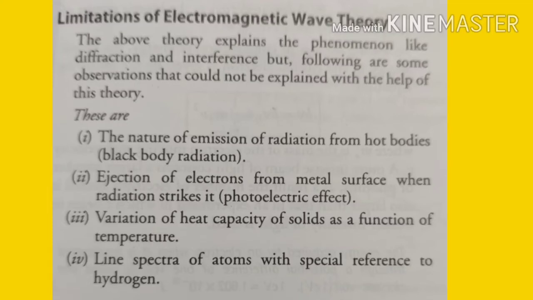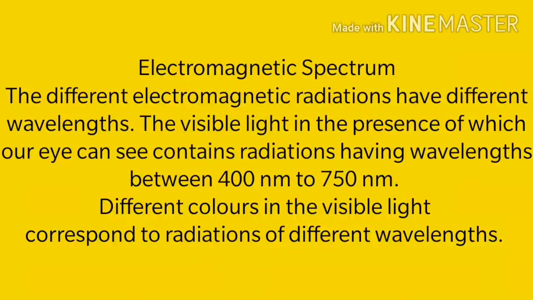So this is about the electromagnetic theory. It can explain the interference and the diffraction phenomena, but it cannot explain these four points. Now we will study the electromagnetic spectrum.